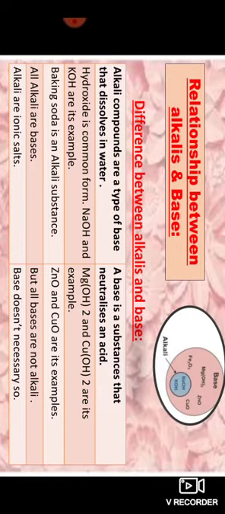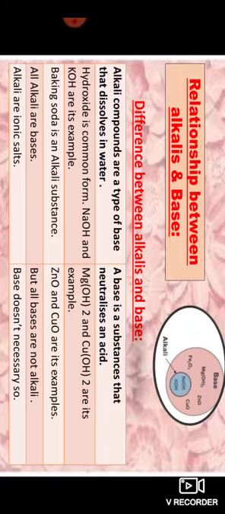Now there is given a relation between alkali and base and the differences between them. Alkali compounds are a type of base that dissolve in water. Those bases which are soluble in water are called alkalis. A base is a substance that neutralizes an acid, and a base is a water insoluble substance, but it can react with an acid directly and result in the formation of salt and water, and the reaction is called a neutralization reaction. The hydroxide of a base will react with hydrogen of an acid, they will neutralize each other and result in the formation of water and salt.